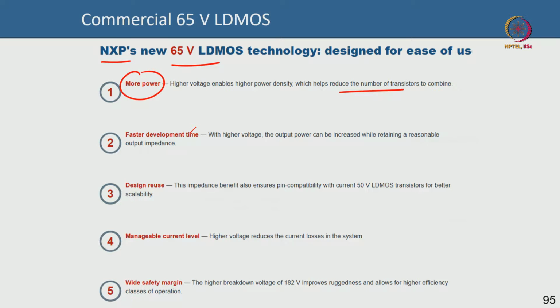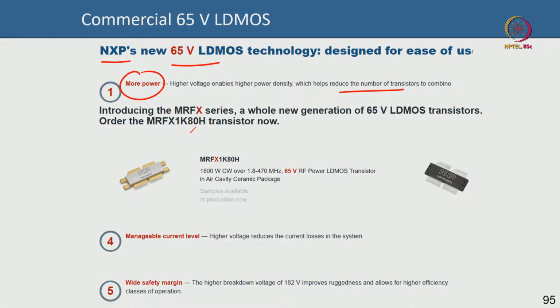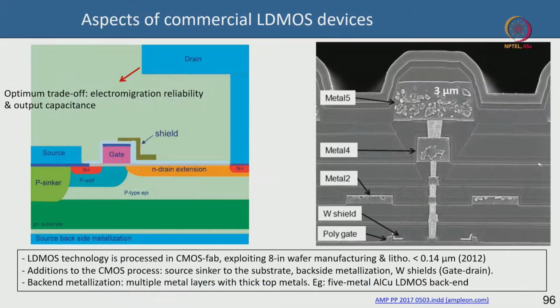But the thing is, this is only at a lower frequency. You see a 1800 watt, or 1.8 kilowatt, LDMOS is available, which is biased at 65 volt. However, the frequency is only 1 to 470 megahertz. So it is a sub 1 gigahertz RF power transistor that can give you 1.8 kilowatt of power. It's really large power. This is the packaged device you can see, and this is biased at 65 volt. Just remember that.